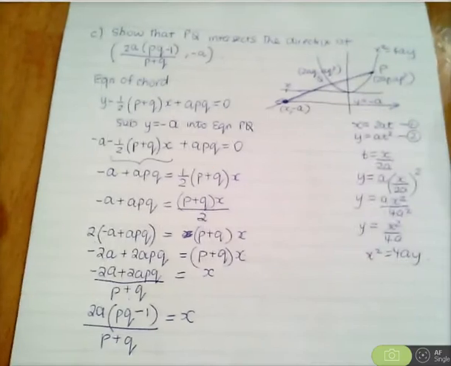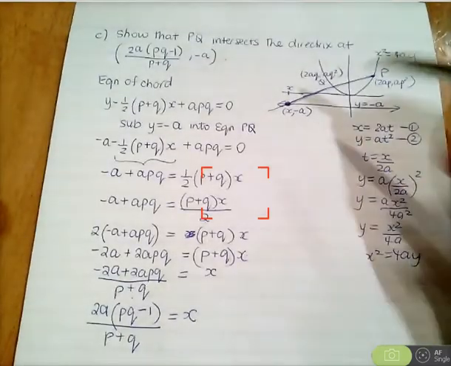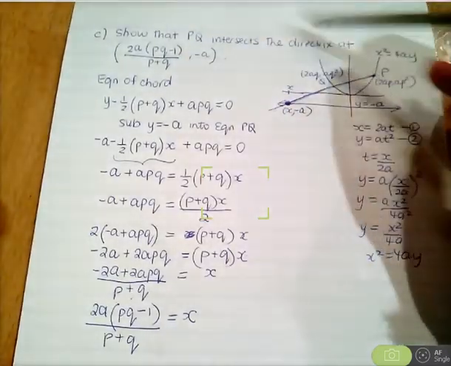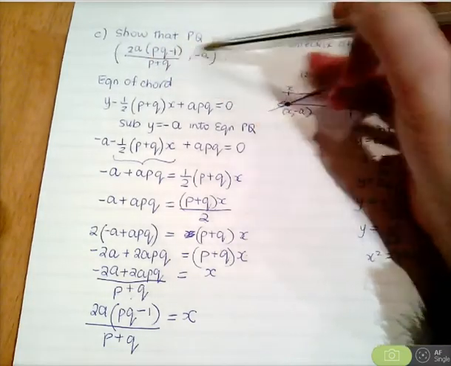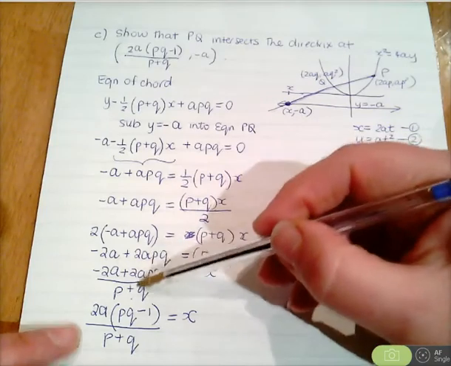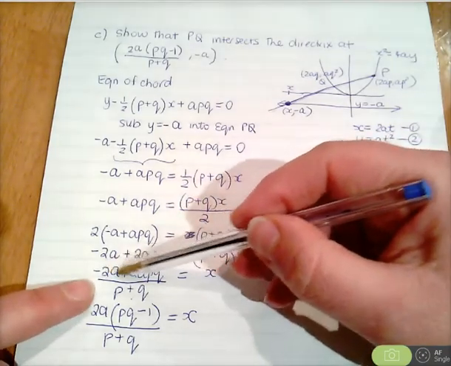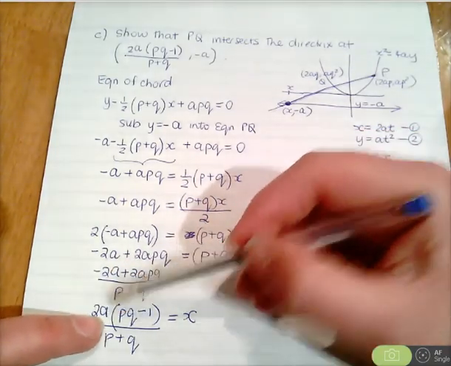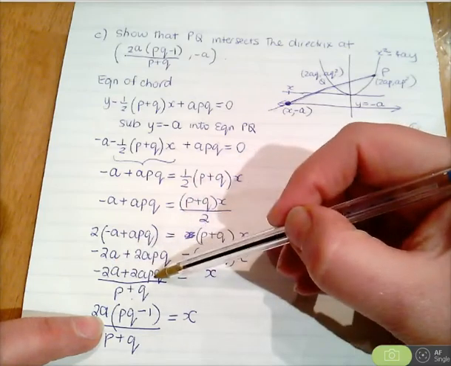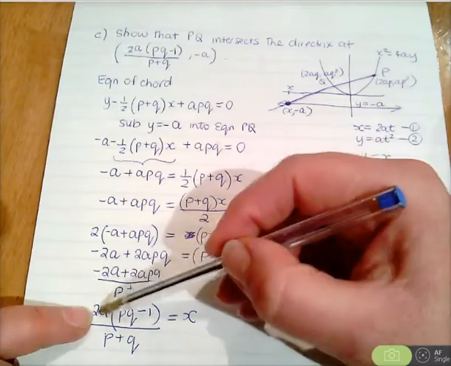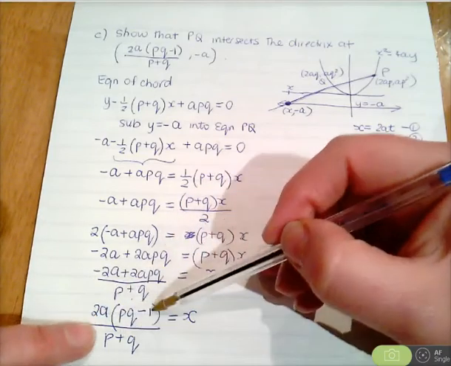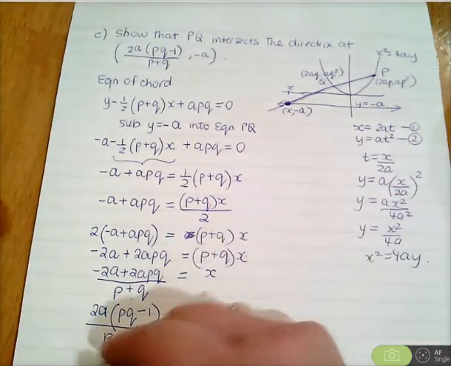Now look at what your answer is supposed to be. The question was to show that this point of intersection here is 2a bracket pq minus 1 over p plus q, comma a. This is almost looking like that, so I pull out a 2a as a common factor, and I'm going to factorise this one first. So I've got 2a bracket the pq first and then minus 1. So I've got 2a pq minus 2a over p plus q is x.